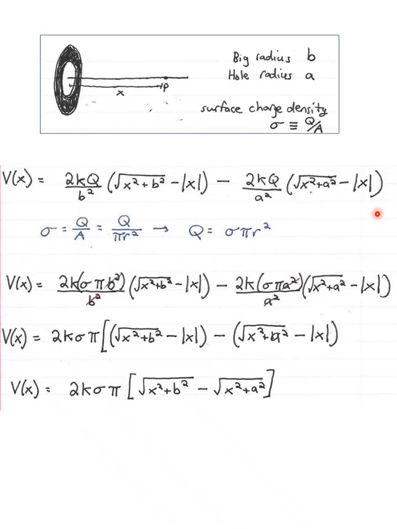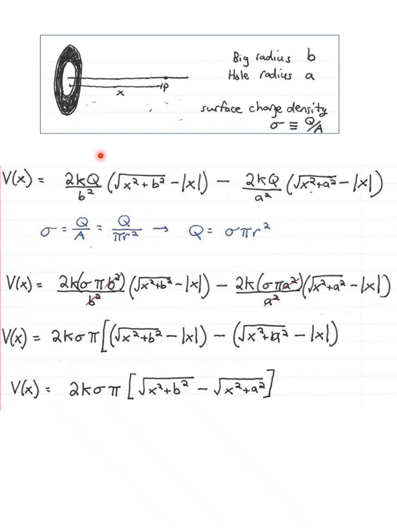So here we go. Here was the result I got on the previous page. I'm going to substitute in that sigma is Q over A. Now these are circles, so Q over pi r squared. And I want to solve that for charge Q because I want to substitute that in and get rid of Q. So Q equals sigma pi r squared.